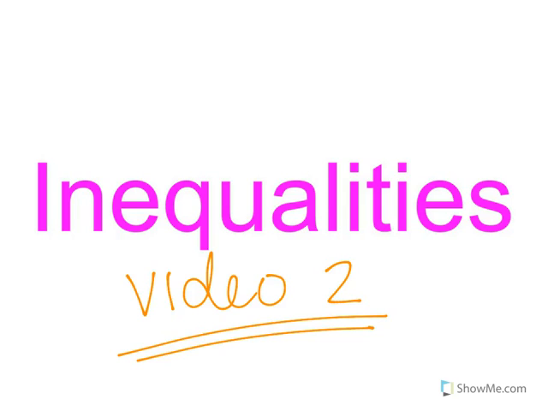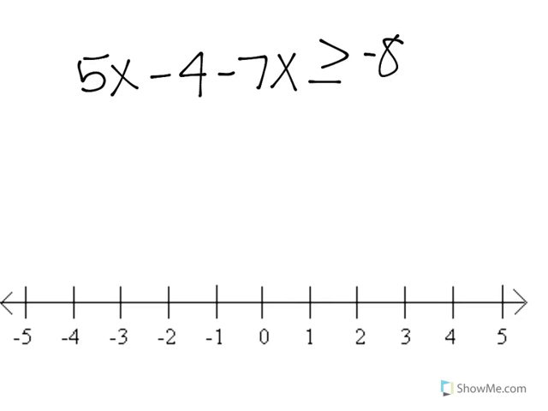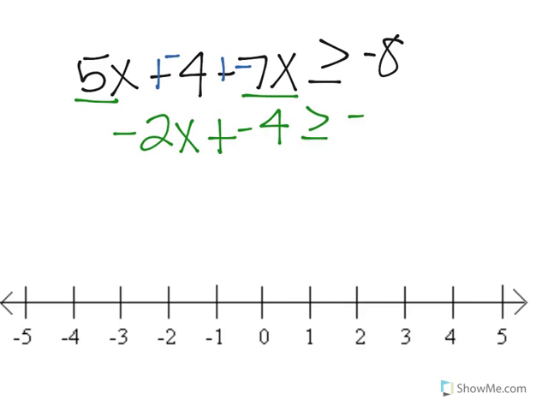Okay, so we're going to do inequalities again, but I'm just going to add a couple things to what we learned on Wednesday. Alright, so this first one, we just like you're solving the equation, you're going to add your 2 marks first. So add your 2 marks to everything. Then we have two things that we can combine like terms because they're on the same side. So 5x plus negative 7x is negative 2x plus negative 4 is greater than or equal to negative 8.